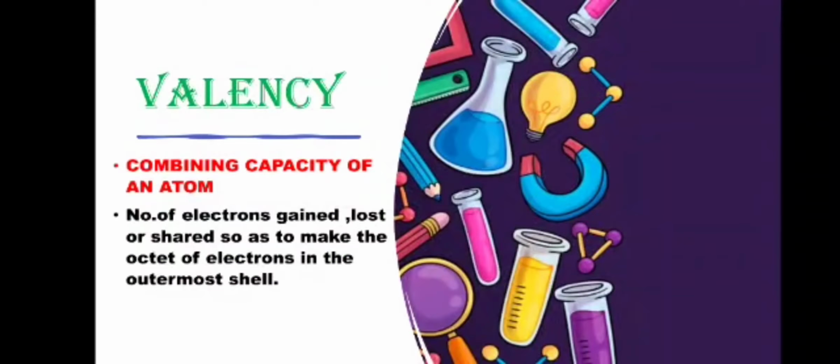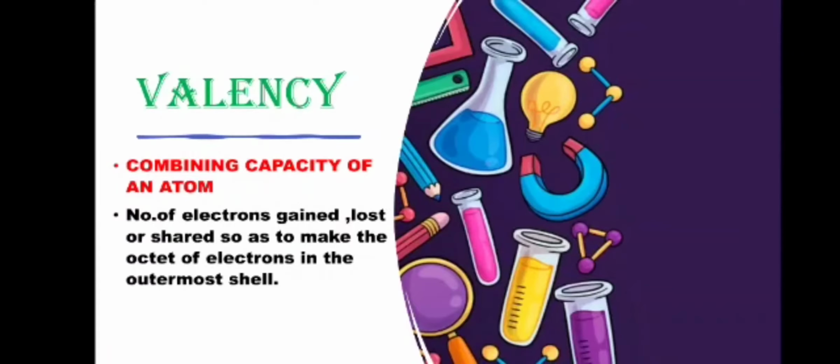First of all, we need to understand what is meant by valency. So what is valency? Combining capacity of an atom is called valency. That means the number of electrons gained or lost or shared so as to make the octet of electrons in the outermost shell. So what do you mean by octet of electrons?